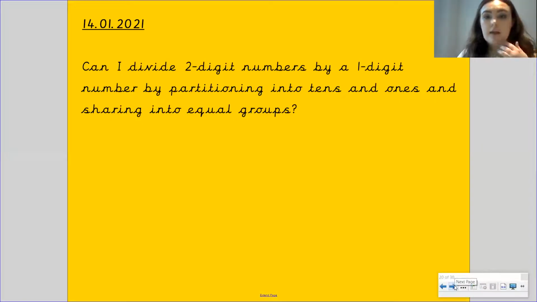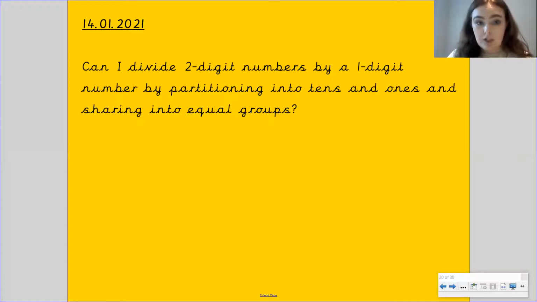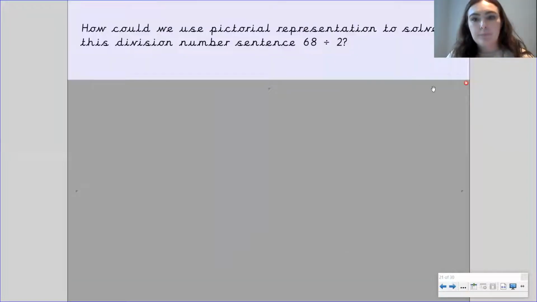Okay, so our learning objective for this lesson is: can I divide 2-digit numbers by a 1-digit number by partitioning into 10s and 1s and sharing into equal groups? So how could we use pictorial representation to solve this division number sentence? 68 divided by 2. Pause the video to have a think.